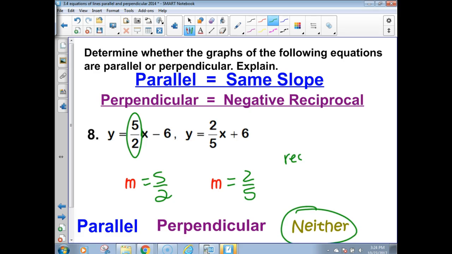They are reciprocals, but not negative reciprocals. Okay? Reciprocals only means flip it. Negative reciprocals means also a different sign. We need to know the difference. I'll have kids who just keep on thinking that would be perpendicular because they're flipped.